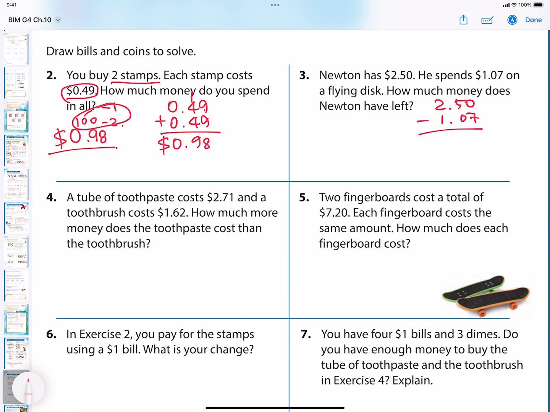You don't have enough to take away 7 from 0, so you need to borrow from the tens place. So it becomes 4 and it becomes 10, okay? So 10 take away 7 is 3. 4 take away 0 is 4. And put this decimal point. And then 2 take away 1 is 1. So the answer is $1.43.